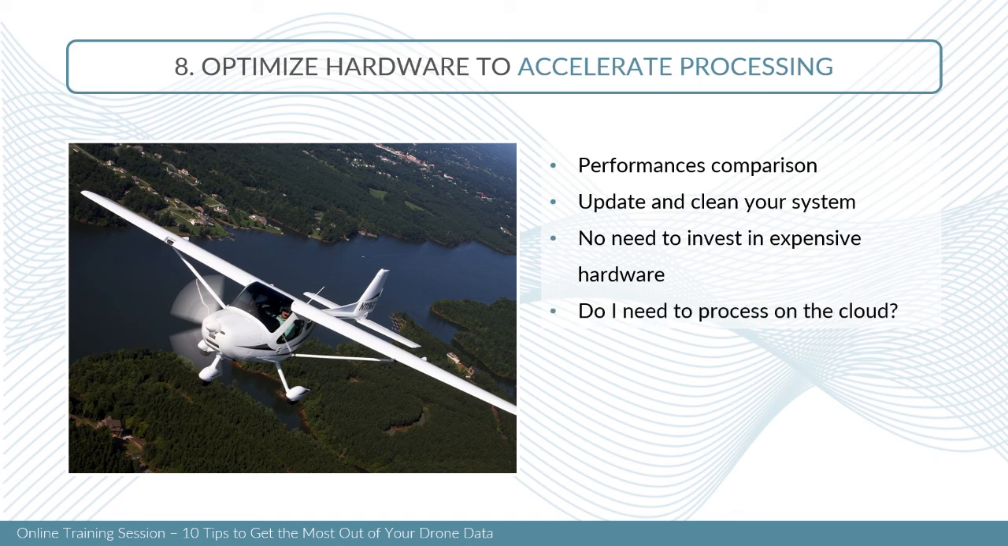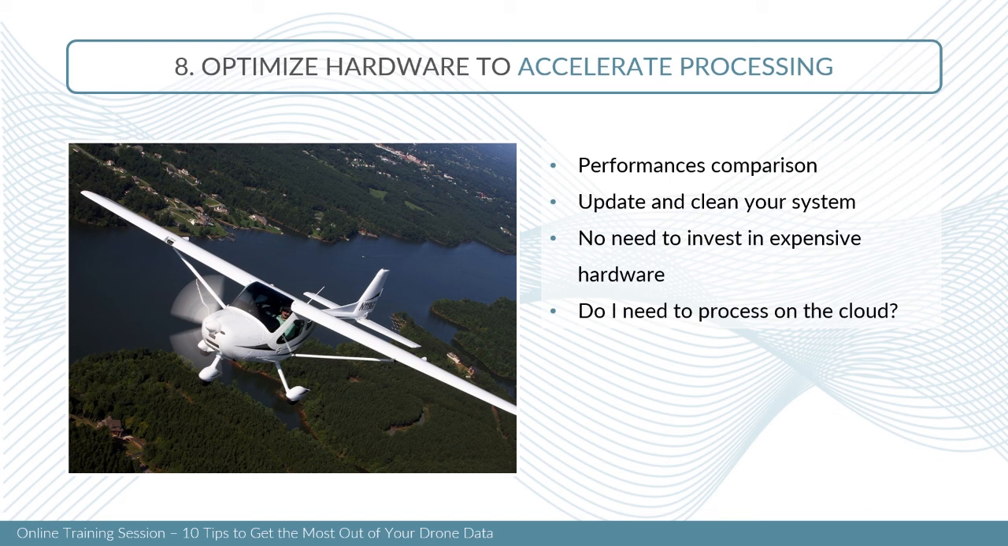Here's a good question. Do I need to process on the cloud? So I take the opportunity to talk a little bit about processing on the cloud. Correlator3D is a desktop software. It can be installed on the cloud, so you can configure a virtual machine on AWS or Azure. You will have to configure this with the proper instance, and then you can install the desktop version of the software on this machine, and you can process on the cloud.